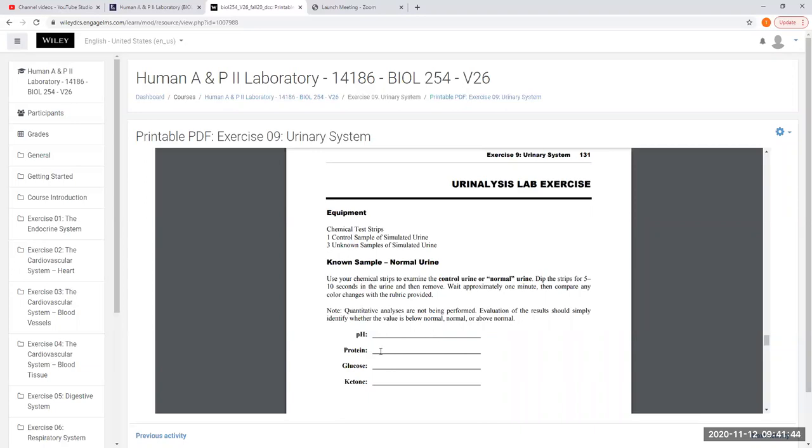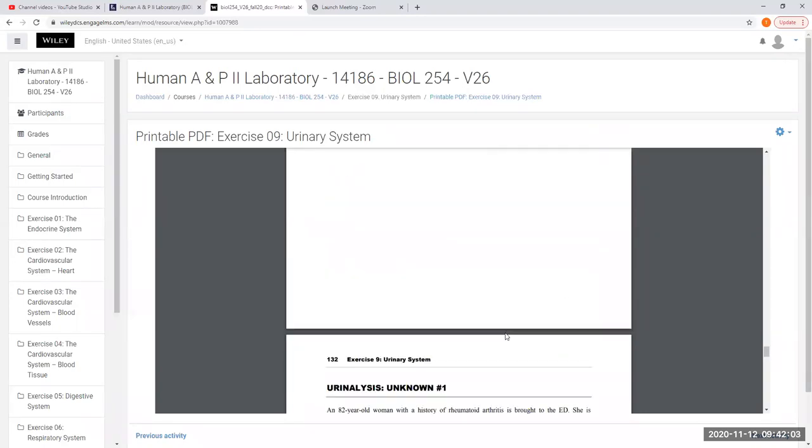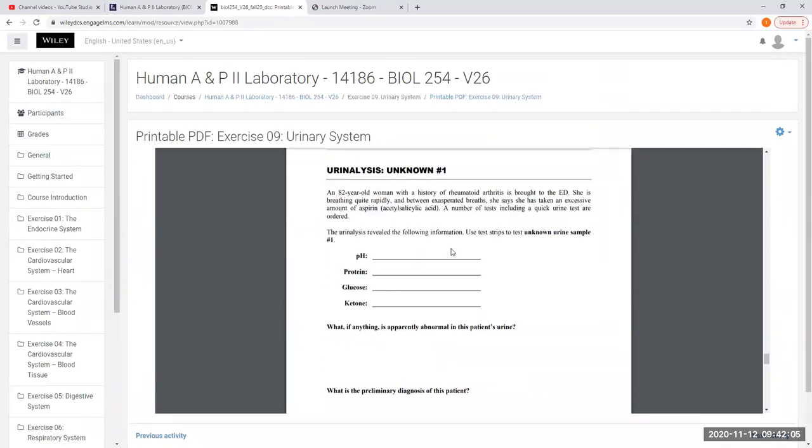And for protein, you would write negative, normal, because you would see no protein in it. So that's a negative test for it, which is normal. You wouldn't see glucose, so you would say negative, normal. You wouldn't see ketones in there, so you would say negative and normal. That's how you would write this out. So if you scroll down, we have our first case study right here.